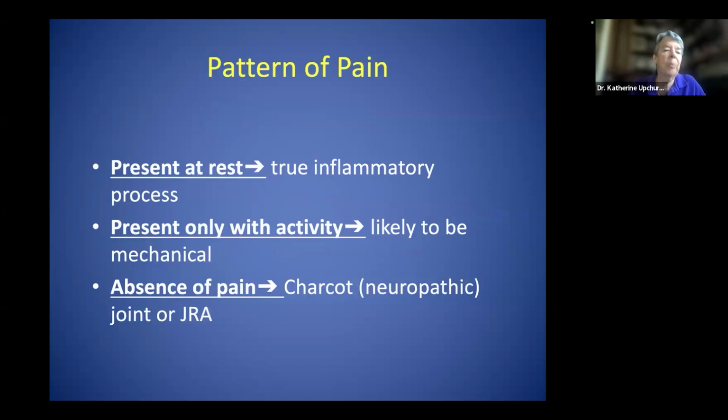So the pattern of pain, if it's present at rest, suggests there may be a true inflammatory process. If it's only with activity, that's likely to be mechanical, such as osteoarthritis of the hip. When you walk upstairs, it hurts. You can have arthritis in the absence of any pain, and that suggests a Charcot joint, which is a neuropathic joint, in which case patients not uncommonly destroy the involved joints because they can't feel due to denervation that they are.